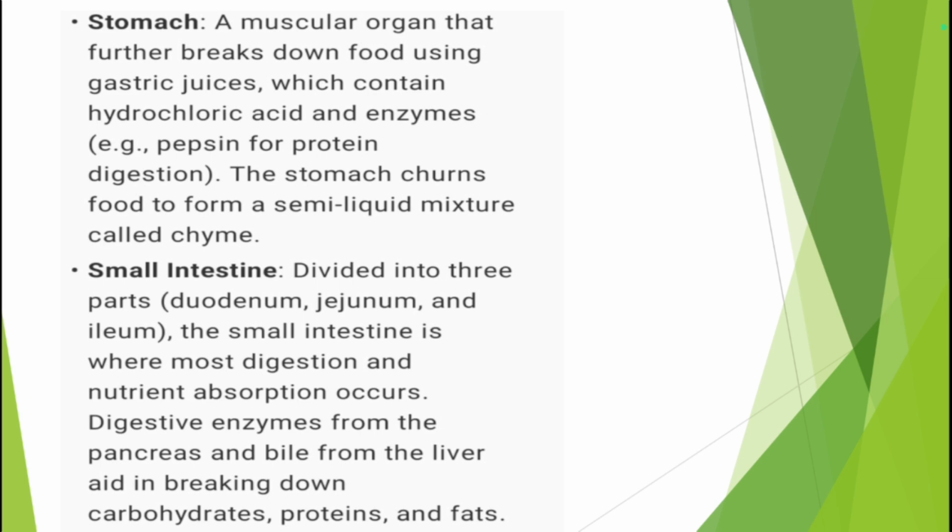Then the small intestine is divided into three parts. The small intestine is usually a long tube, around 7.5 meters. Now what are the types? Duodenum, jejunum, and ileum. Now what are the uses of these parts? They gradually help in the absorption of food.